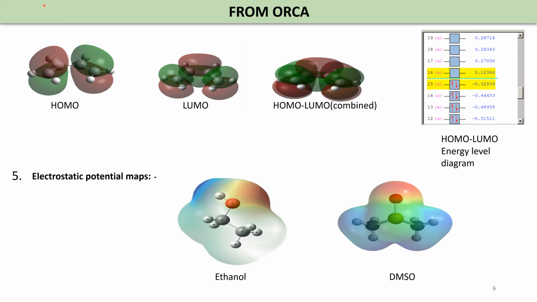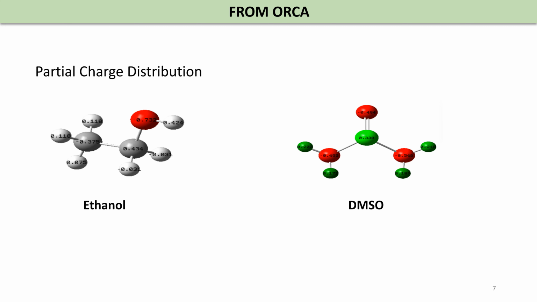And similarly, in the case of DMSO, the oxygen is highly electronegative, withdrawing electron density toward itself. So it consists of a highly negative potential region, which is shown by the red color. And these are highly electropositive regions shown by the blue color. And this is generally the neutral region, which is shown by the green color. And these are the partial charge distribution diagrams for ethanol and DMSO.